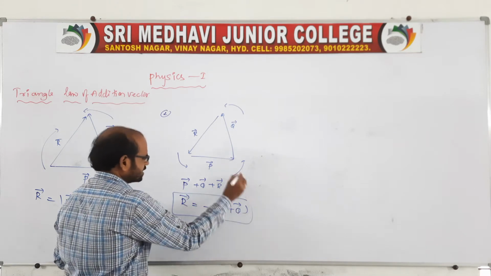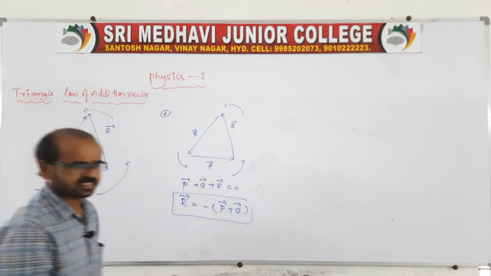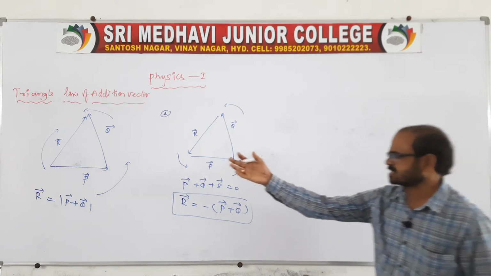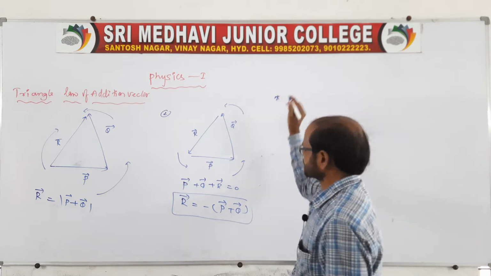This is nothing but the triangle law. We can take any one, either this one or this one, both will be the same. One is taken in the same order, one is taken in the reverse order, so that their resultants are represented like this.